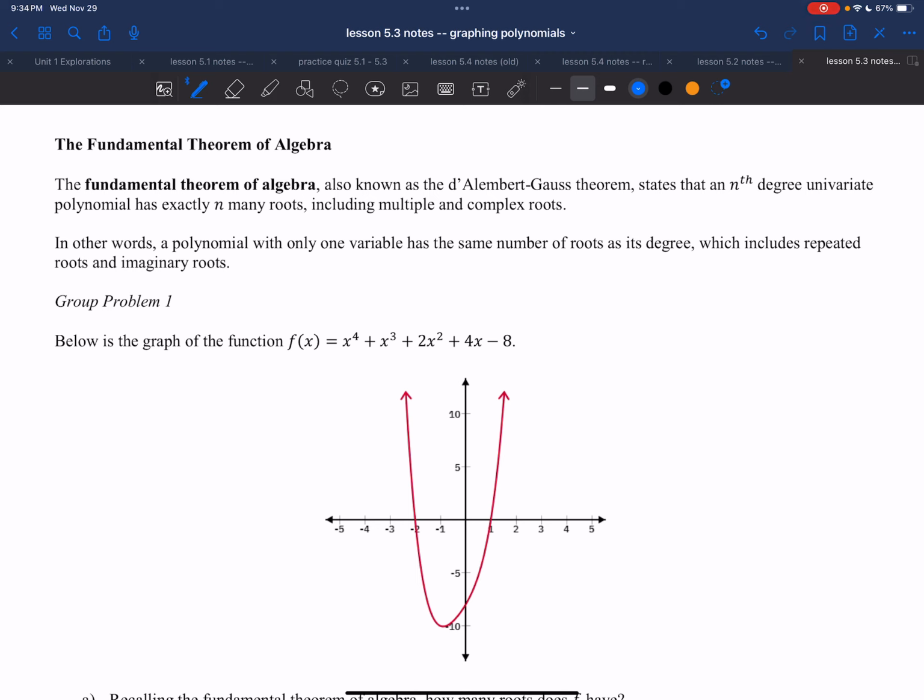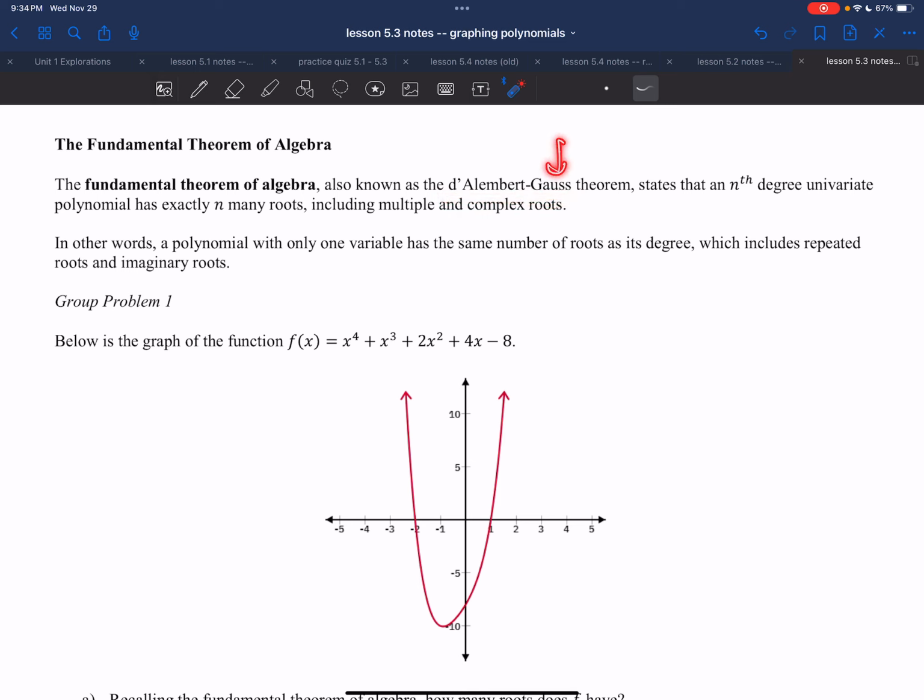The fundamental theorem of algebra. So, the fundamental theorem of algebra. Oh my gosh. Do you know what fundamental means? Fundamental means important. Not really. Fundamental means it's the foundation, right? This is the theorem underlying all of algebra. It's such an important theorem. It underlies everything about polynomials. It's also called the D'Alembert-Gauss theorem.